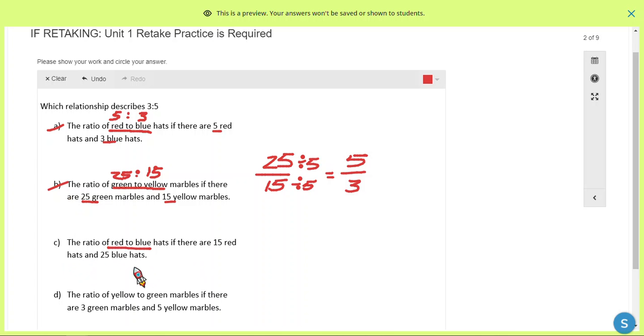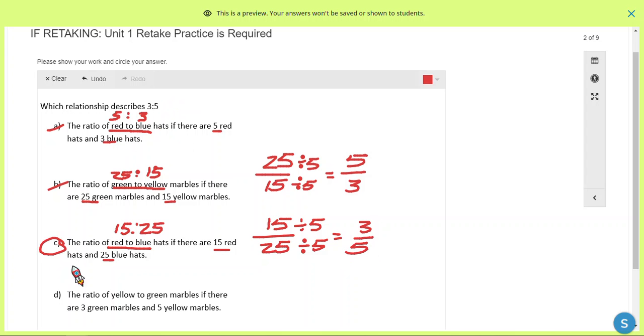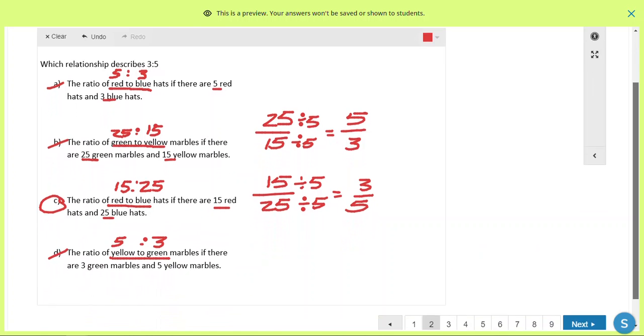The ratio of red to blue, there are 15 red, according to this, and 25 blue. Again, if I write that as a fraction, I can see that I can simplify that one. Divide by 5 because they end in 5. And I'm left with 3/5, which does match what they're looking for up here. So C could be the answer, but I'm going to check D just in case. So this is yellow to green. There are 5 yellow to 3 green according to this problem, which does not match. So your answer for that one should be C.